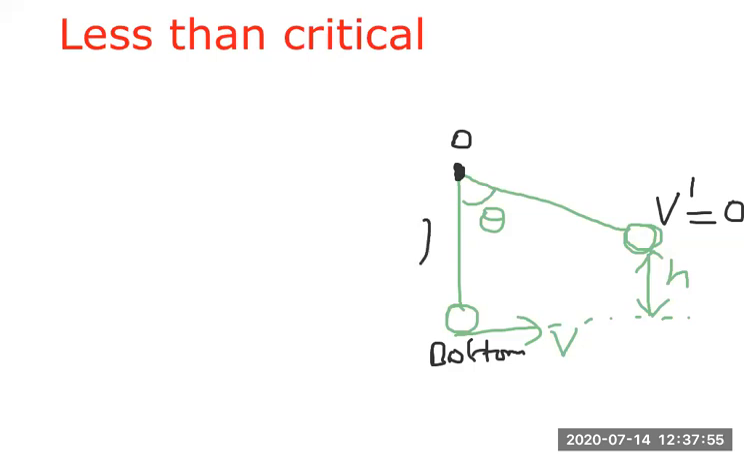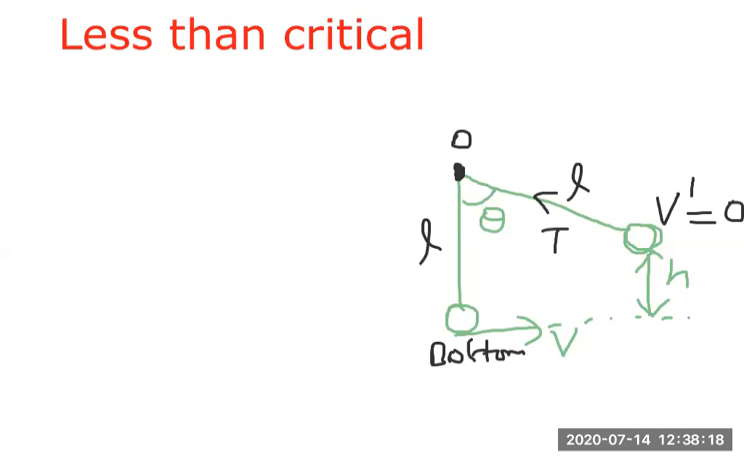The length of the string is taken as L. So it rises to height h and comes to rest. Now, what is the velocity and what is the tension? We have to find the velocity of projection and the tension at that height h. How to get the relation? Let us observe here. This is the basic information they have given.